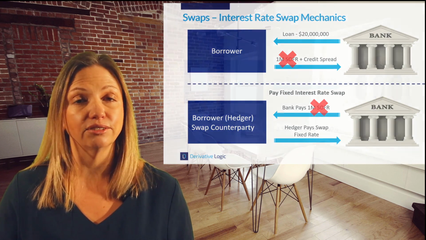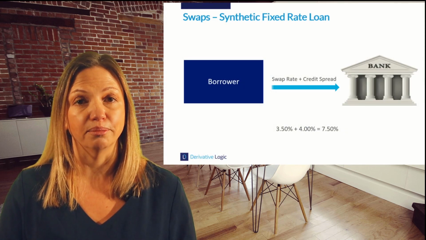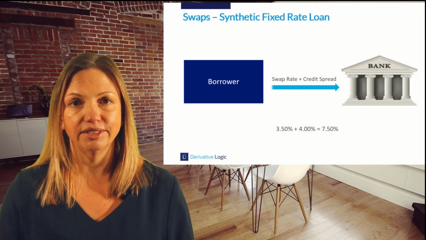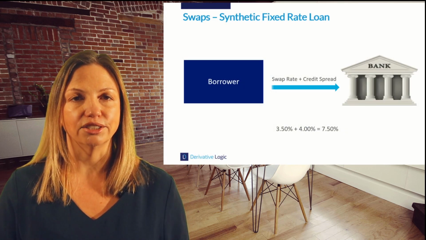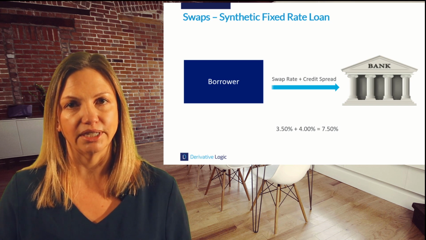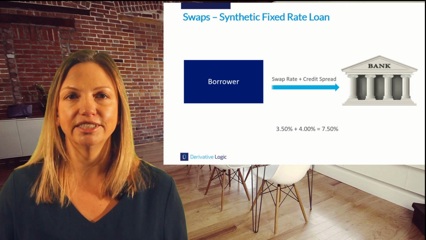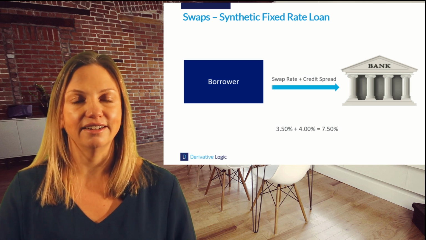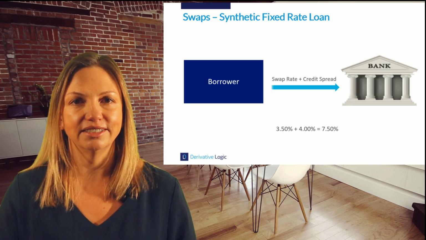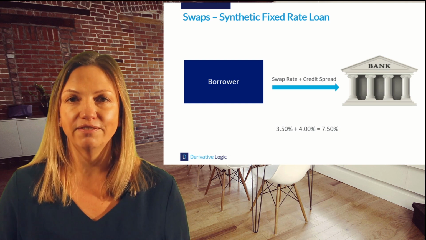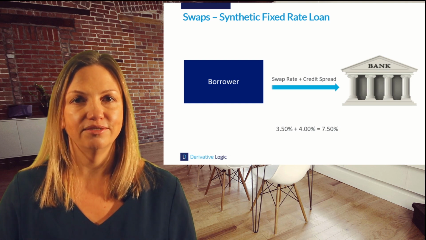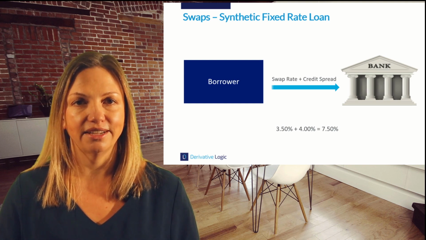The investor is still responsible for the bank credit spread of 4%. The all-in fixed rate created by the swap is 3.5% plus 4% equals 7.5%. Through the interest rate swap, the investor now has a synthetic fixed rate loan. The debt cost is now locked in at 7.5%, providing the comfort of knowing the exact interest cost that will be owed.